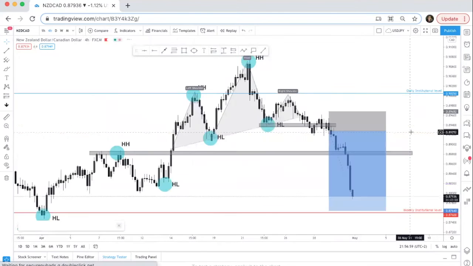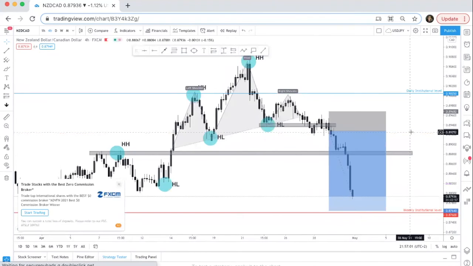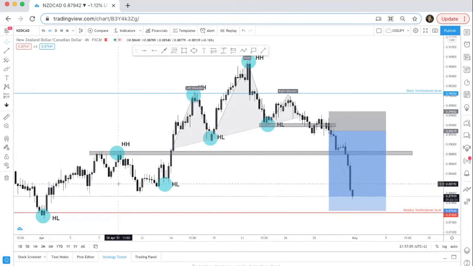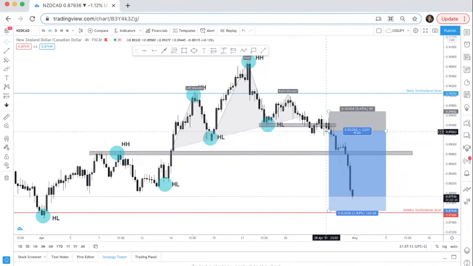If I drop down to NZD CAD, as you can see, this must have been my best trade for the week. I'm quite happy. We identified the head and shoulders. I waited for the break. I saw the retest. I entered right here on this bearish engulfing candle. And as you can see, price melted all the way. This is a 1 to 4 risk to reward. We are well over 1 to 3 risk to reward.